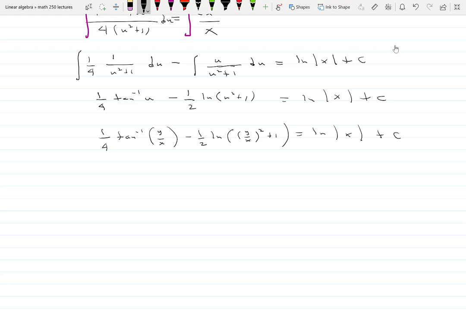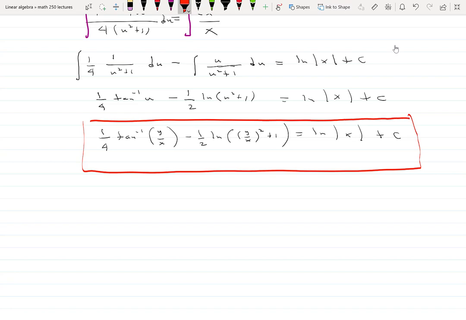Look at that wild solution. That is a wild looking solution. There's no way we're going to get an explicit solution out of that.